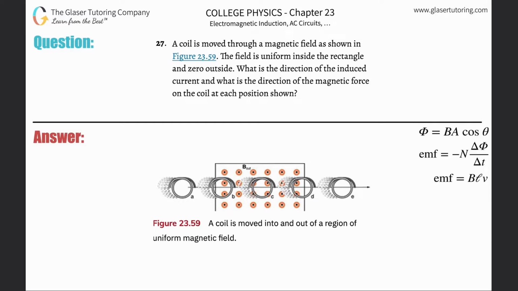Number 27. A coil is moved through a magnetic field as shown in figure 23.59. The field is uniform inside the rectangle and zero outside. What is the direction of the induced current and what is the direction of the magnetic force on the coil at each position shown? All right, so there's only going to be an induced current inside of this wire.